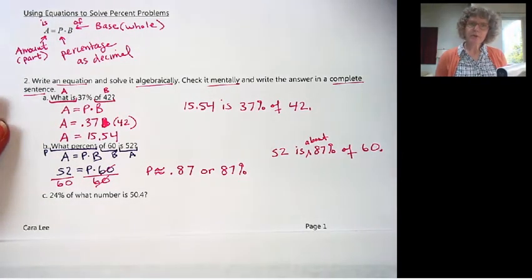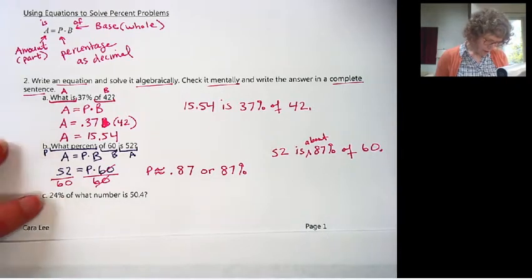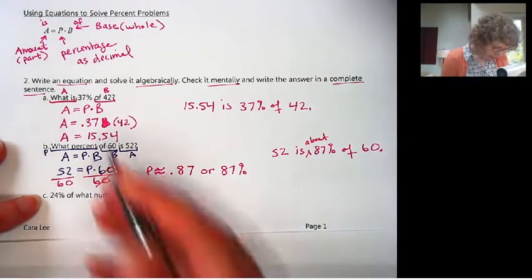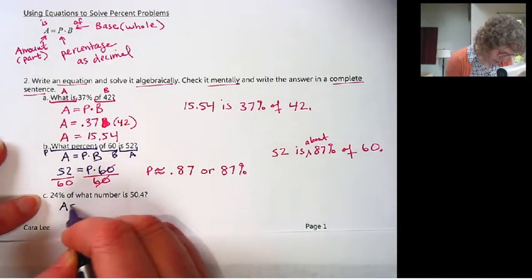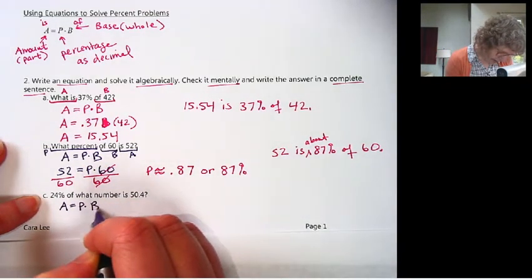And the last one for this video, 24% of what number equals 50.4? So let's start the same way. A equals P times B.